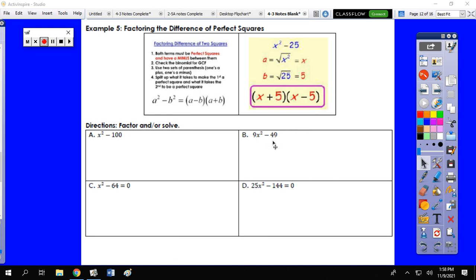Alright, ladies and gentlemen, welcome to video 4 of 5 for Chapter 4, Section 3 in your Algebra 2 textbook. This will be a very short video as it is discussing a specific special case type of factoring called difference of two perfect squares.